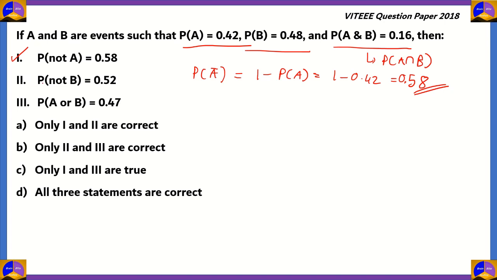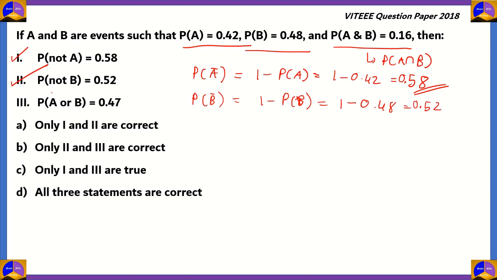P of not B will be the same thing as P of B bar, which is 1 minus P of B. So 1 minus P of B is 1 minus 0.48. So 100 minus 48 gives you 52. So the probability here will be 0.52. So that means the second statement is also correct.